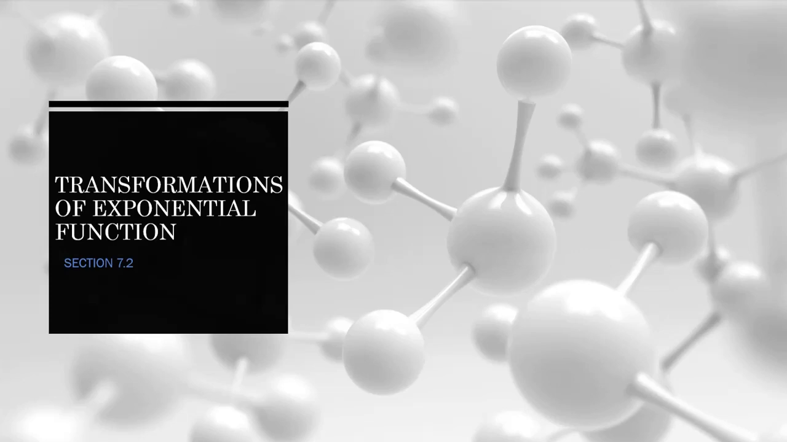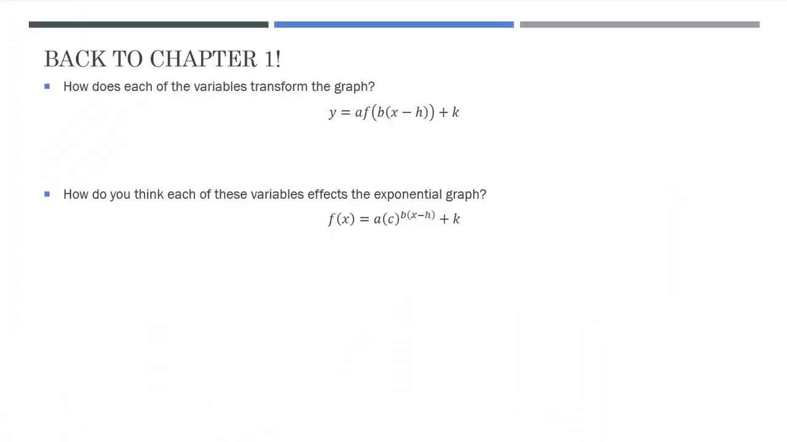On to our next section, 7.2, transformations of exponential functions. So actually we're going to go back to chapter 1 again. How does each of the variables transform the graph? If we look back at our original function notation, we had a, b, h, k. And with our exponential graph, we have the same thing: a, b, h, and k.